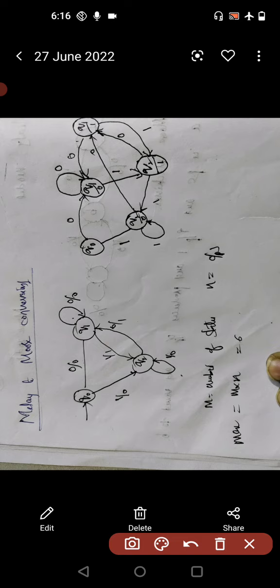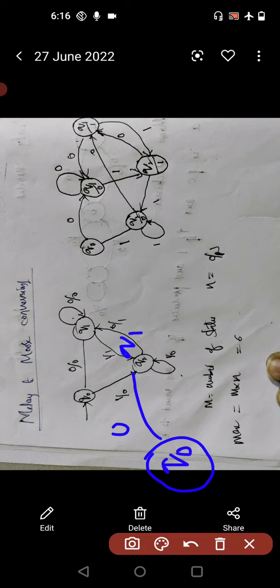Now we have to convert this Mealy machine into a Moore machine. First of all, we have to see the possibilities. Initially you have to draw the Q0 state. Q0 is reached by moving from Q1 when we apply 0 as the input, so Q1 with an input of 0. This is the representation.